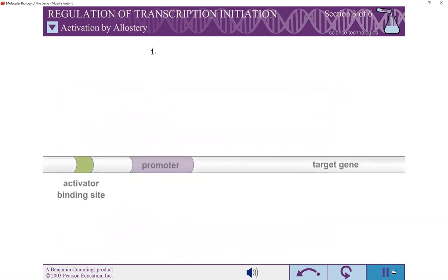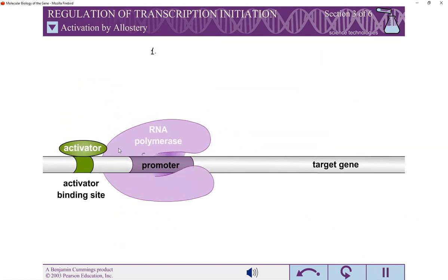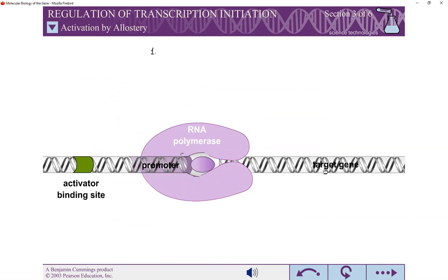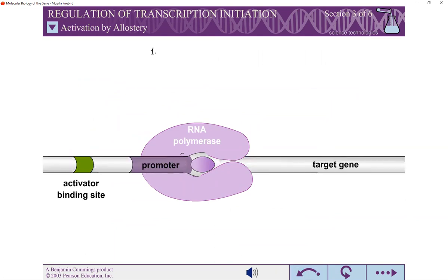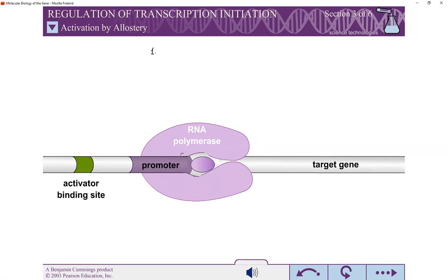Next point. Some activators that act by allostery induce a conformational change in RNA polymerase. So there are two processes that are going to take place. Either the RNA polymerase will undergo a conformational change, or the DNA must undergo a conformational change. The first mechanism is this: some activators that act by allostery induce a conformational change in RNA polymerase. So here there is a change in the RNA polymerase.